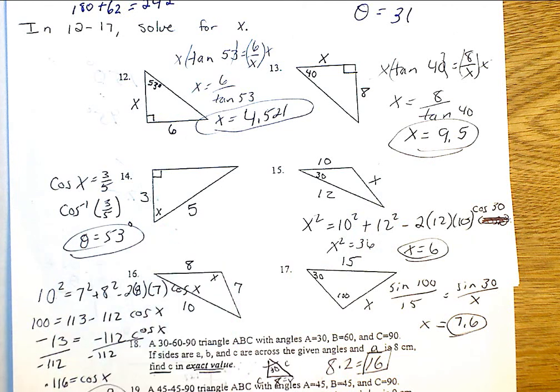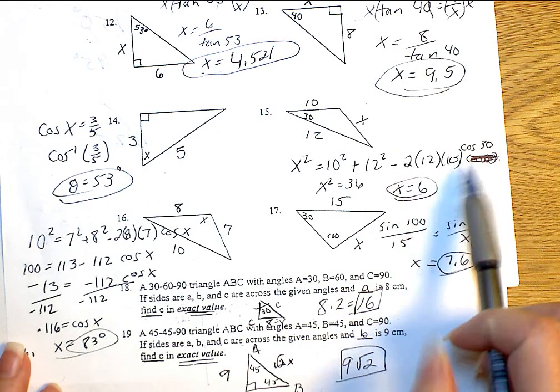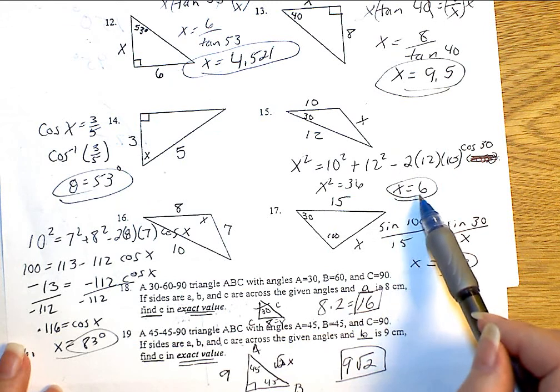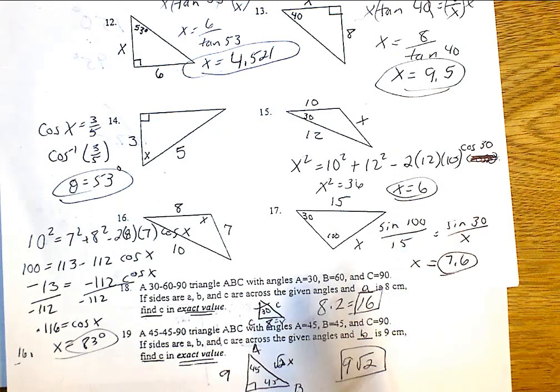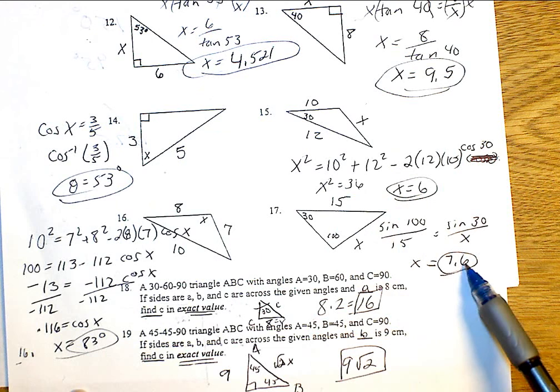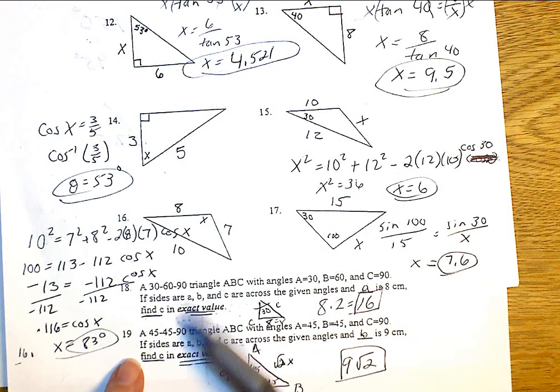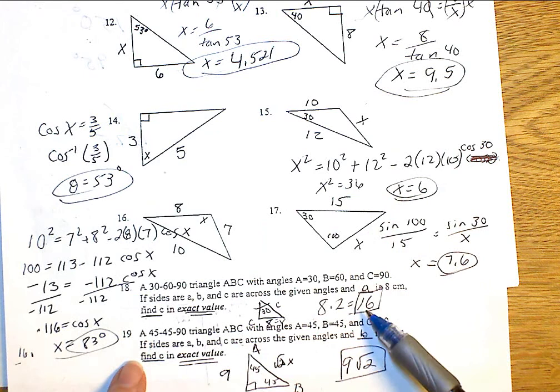Then on 15, 16, and 17, I have to say, what am I given? What ones can I use? Well, 15, you have to use law of cosines. So I get x is 6. 16 comes down here to be 83 degrees. 17 is 7.6 degrees. And then 18 and 19 are your exact values, so you have to go back to the triangles. And 18 is 16, and 19 is 9 square roots of 2.